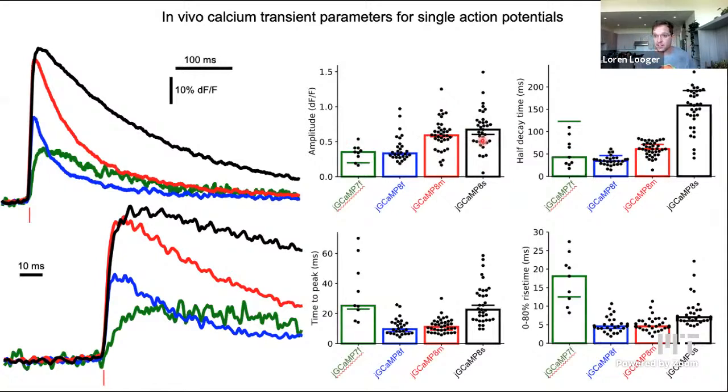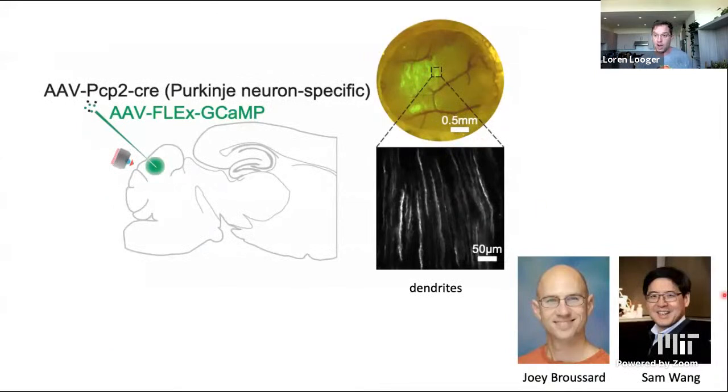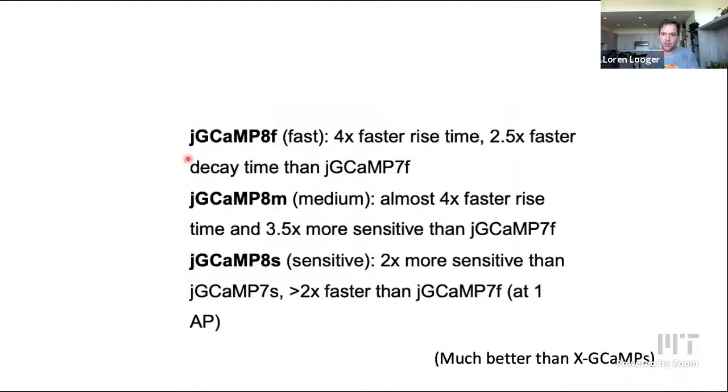So that was cortex. Our collaborators, Sam Wang and Joey Broussard at Princeton, did it in another in vivo prep. I'm not going to show you the data, but it worked well in Purkinje neurons in the cerebellum, which was really cool because the aficionados in the audience will remember that Purkinje cells have really interesting simple and complex spikes. And you really need the power of a fast indicator to tweeze apart the exact mechanics of what's going on.